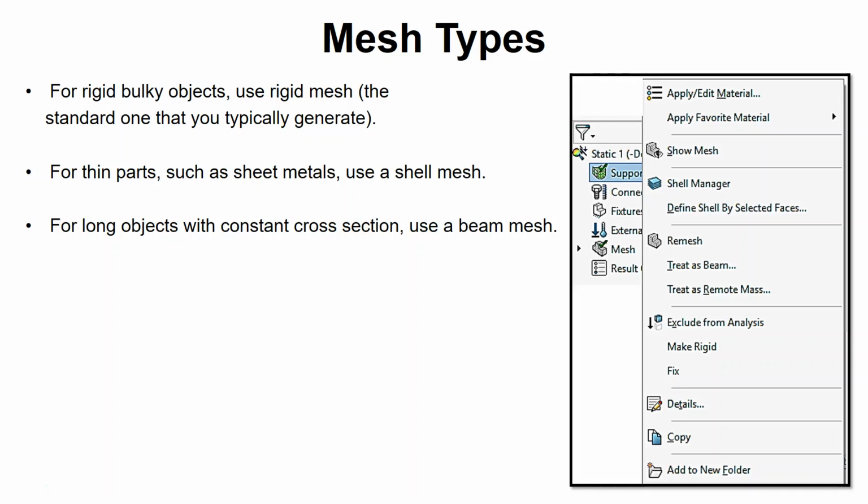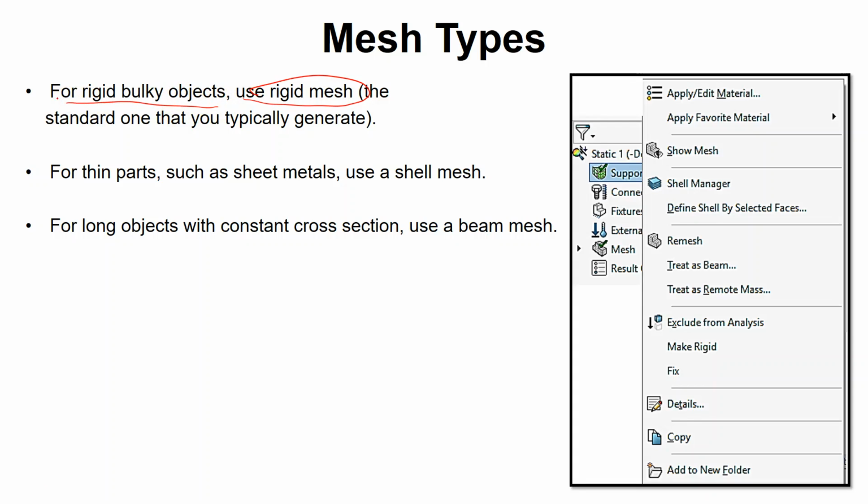So now we have to do mesh. Now, let me tell you something about mesh. If your object is bulky and rigid, use rigid mesh, and I'll show you. SolidWorks has several types of meshes. If it's bulky rigid, you use rigid mesh.